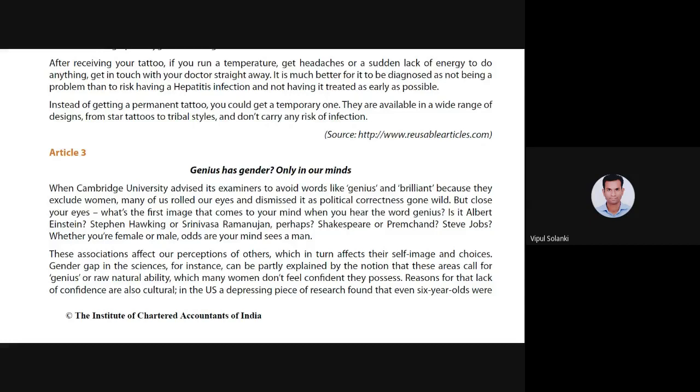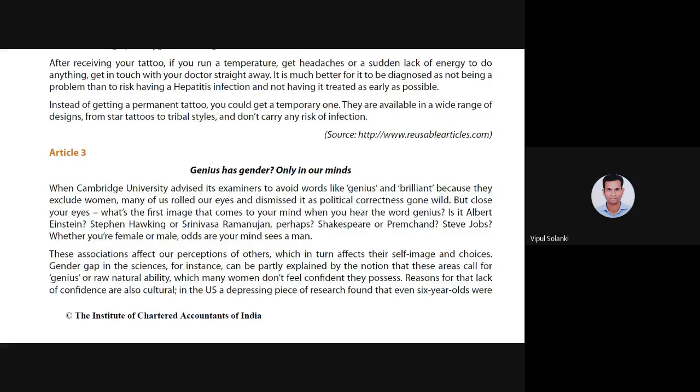When such advice was given to the examiners of Cambridge University, many of them thought that it was a political agenda. I mean, words like genius and brilliant do not have gender bias, right? They thought that these are just words, genius and brilliant. But research says that these words have gender bias.